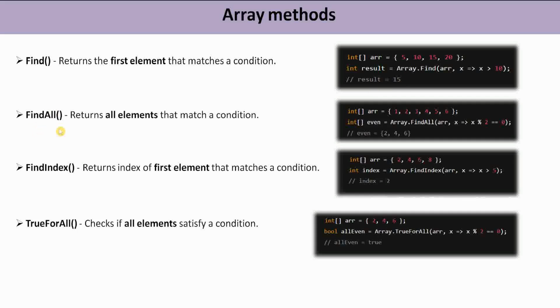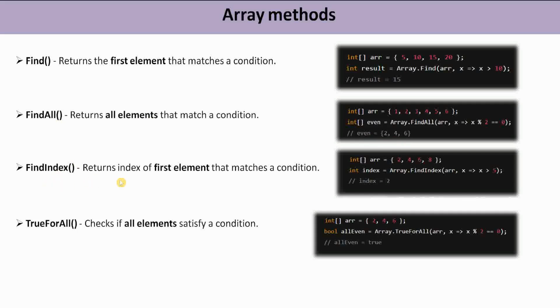Next we have the FindAll method. It returns all elements that match a condition. In the find method it recovers only the first element, but in the FindAll method it will get all the matching elements. Here we have 6 elements in this integer array. And if we want to check how many elements match this condition, then we can check it with the FindAll method. Whatever elements match, it will recover all of them, like 2, 4 or 6 matching this condition, so it retrieves us this result. So this is the FindAll method.